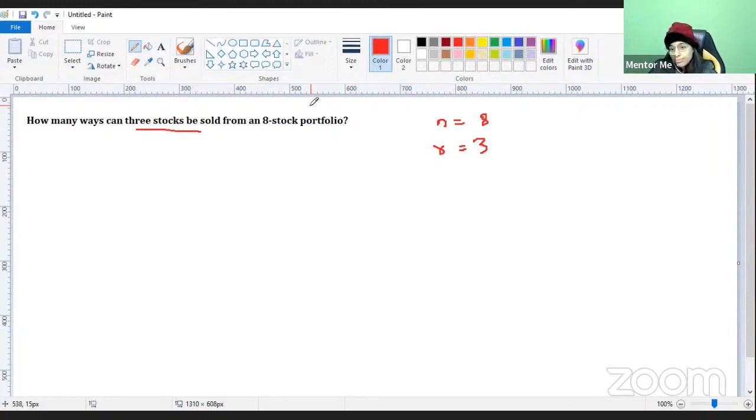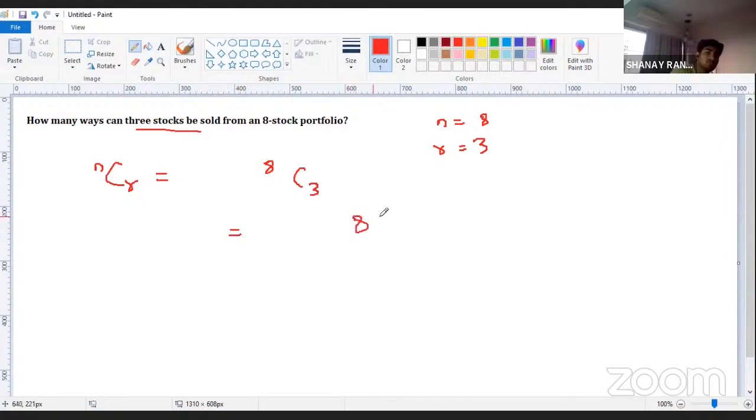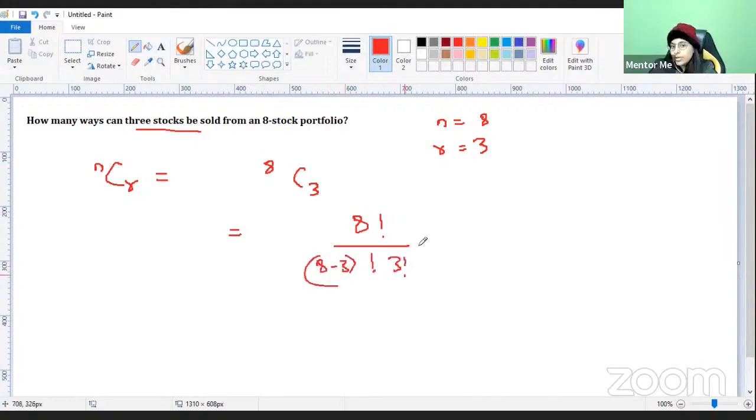So I don't think there is any order. Order doesn't matter here. So I think NCR should work fine. So 8C3, 56, is what we target. So for that, 8 factorial upon 8 minus 3 factorial into 3 factorial is what we have to calculate. If we calculate it, you're saying it's 56. Yes. Okay, please calculate everyone and verify whether you're getting 56 or not.